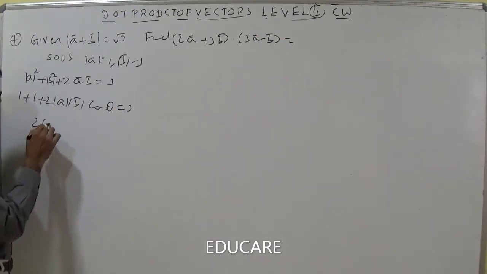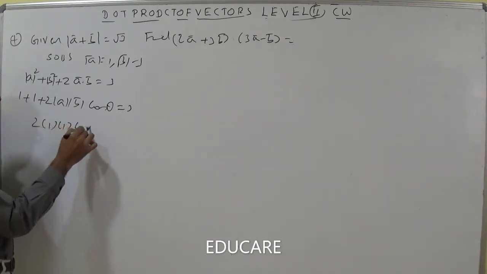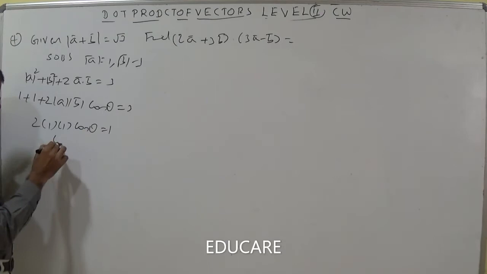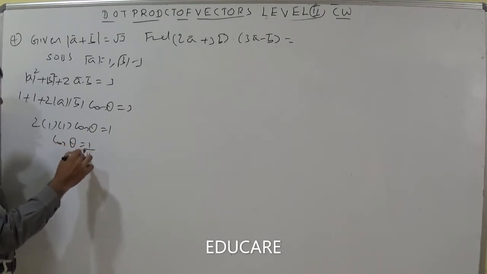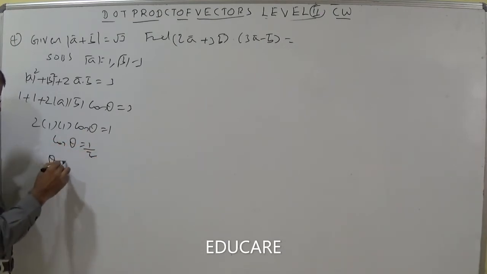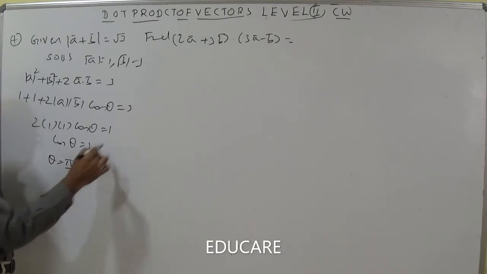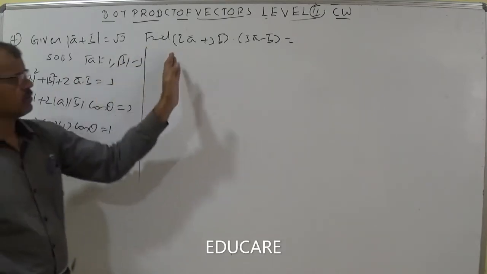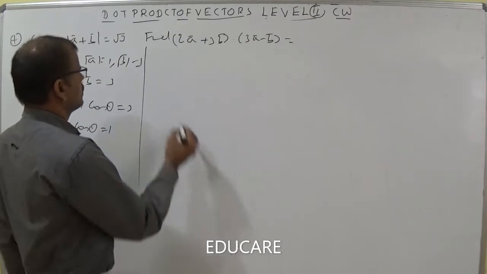You can write here 2 into 1 into cos theta is equal to 1. Therefore cos theta is equal to 1 by 2. You can say that theta is equal to pi by 3. Using this data, we will multiply and we should find this value.